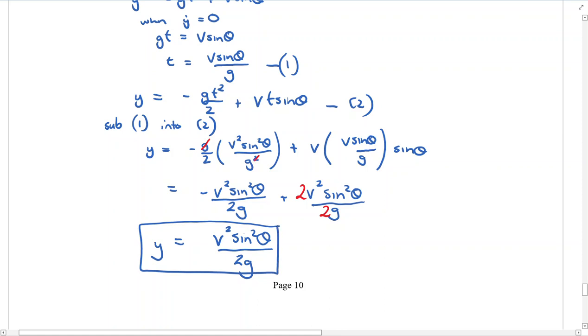Yes, common denominator, so I can push them together. Yes. Okay, we are almost there.